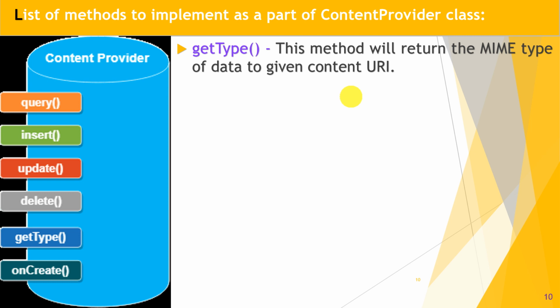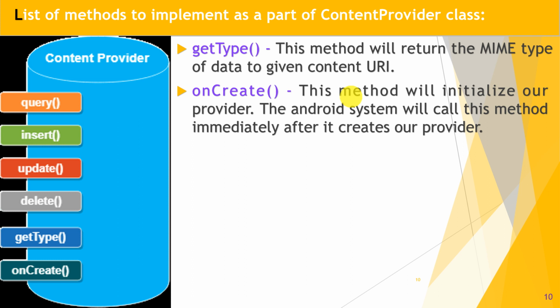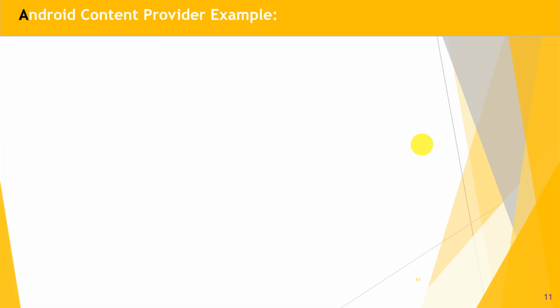Great. Hope you understand. The onCreate method initializes our content provider. The Android system will call this method immediately after it creates our provider. Guys, hope you understand these different methods.